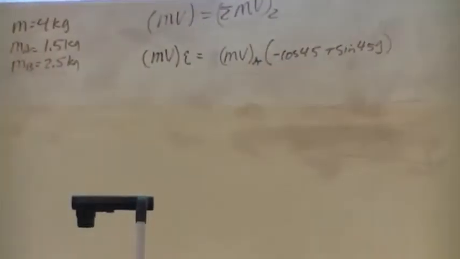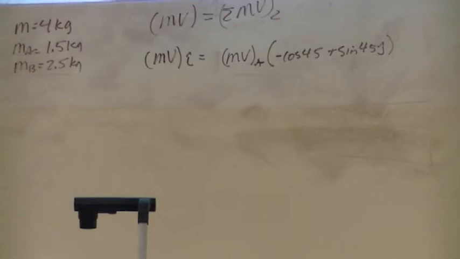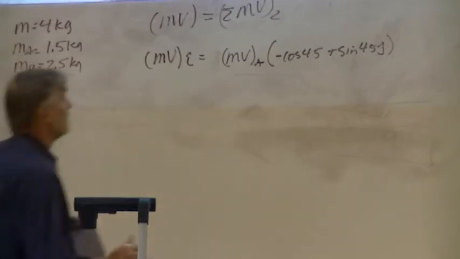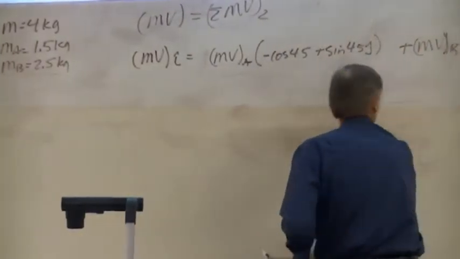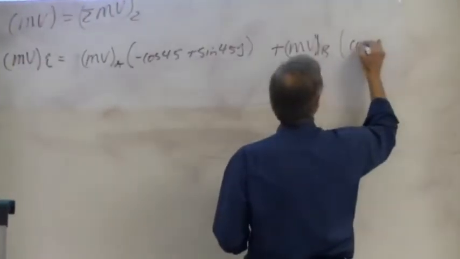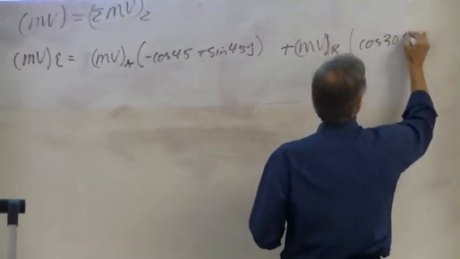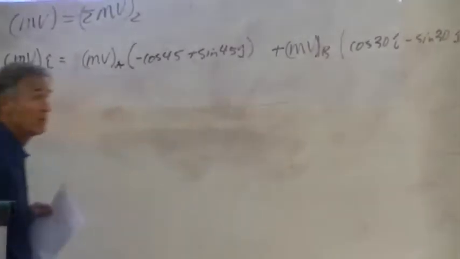Okay? Everybody see that? The angle there? All right, let's talk about projectile B, its momentum m_B v_B, and its angles. It has some positive in the x direction and some negative in the y direction. So it would be positive cosine 30 i minus sine 30 in the j direction. Everybody see how we do that?